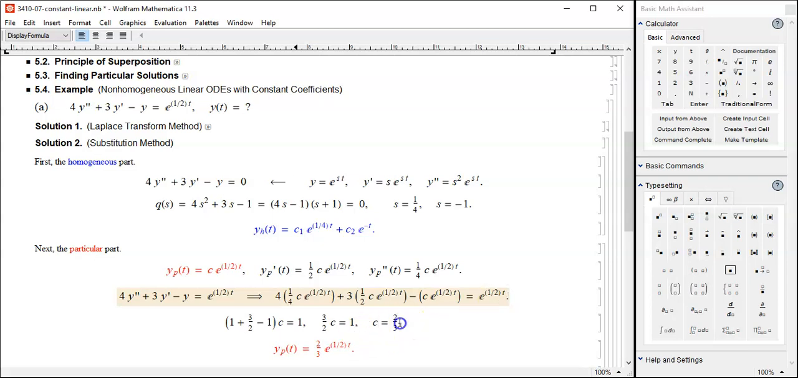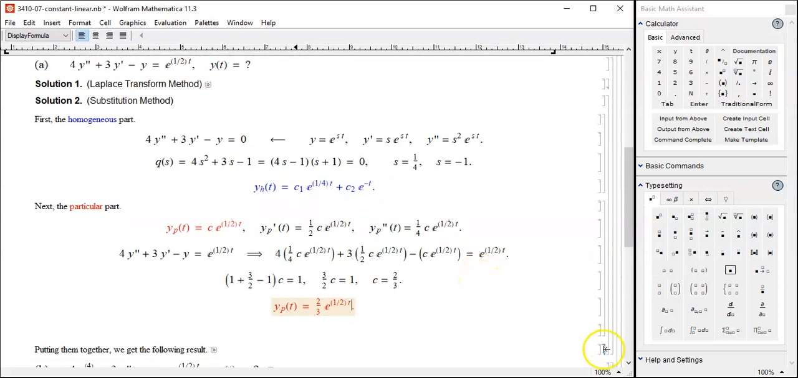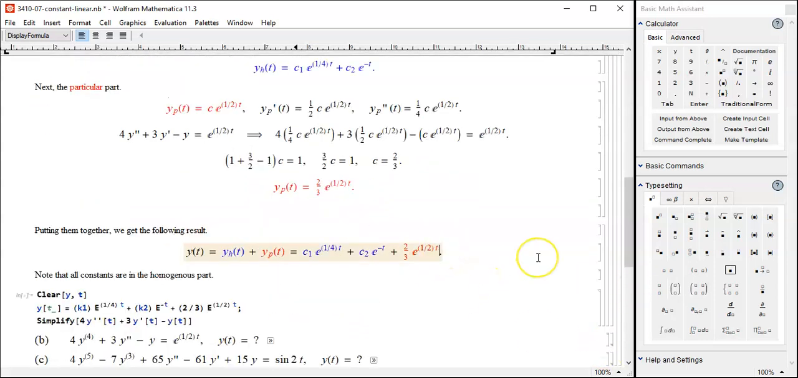Then you're going to get an equation of c. You can solve it. You're going to get 2/3. So this is 2/3. Yp is 2/3 e to the 1/2 power of t. Homogeneous, particular. So if I add them up, here's my general solution.